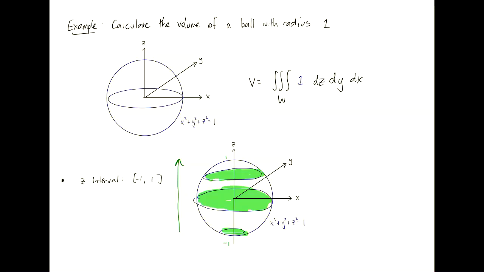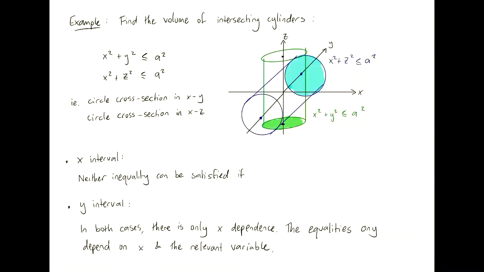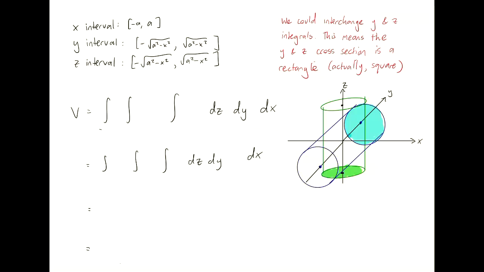Okay, good. Seems like the hard part is probably out of the way. The next example that I didn't do is find the volume of 2 intersecting cylinders. I can't think of any reason why you would ever want to calculate this, but have a go. It's quite neat. Your intervals are this.